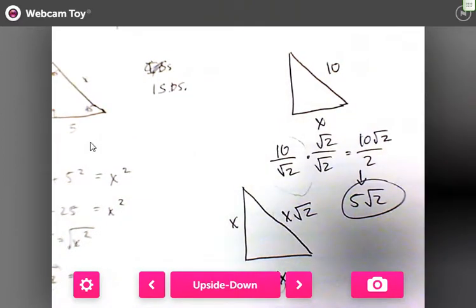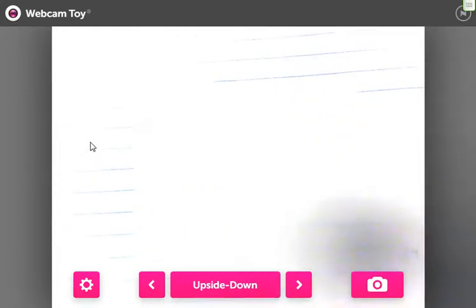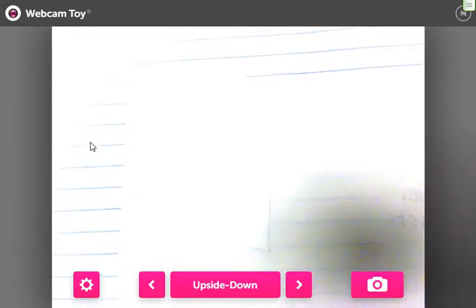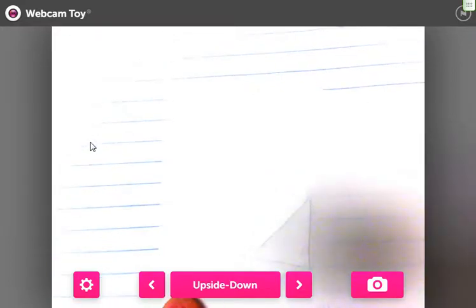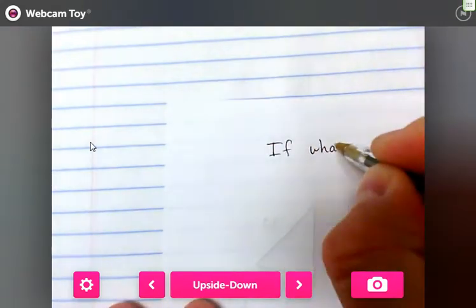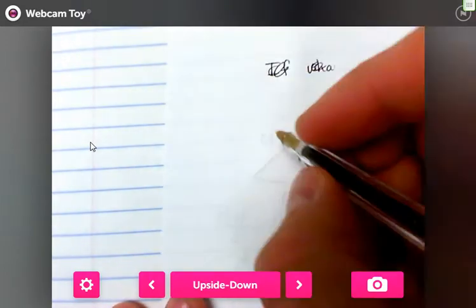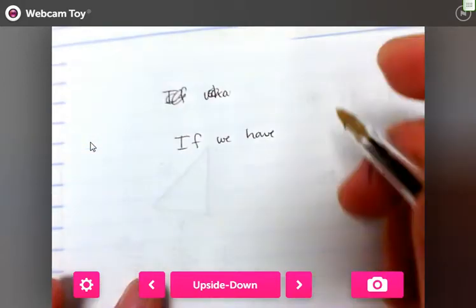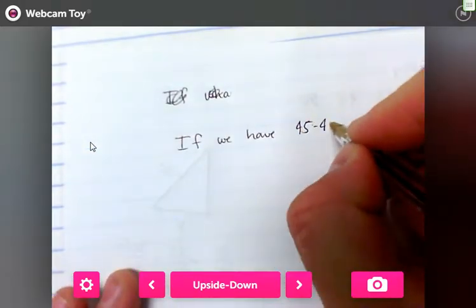So I don't know about you guys, but I found that a little bit confusing. So I think maybe some written steps would be good. Okay, so here's an example. Would x, or the legs, be 5 square root 2 or 5? 5. Okay, so we're going to write these steps. If you haven't written anything else down, this is important to write down. All right, so we're going to go, if we have a 45, 45, 90 triangle, 45.